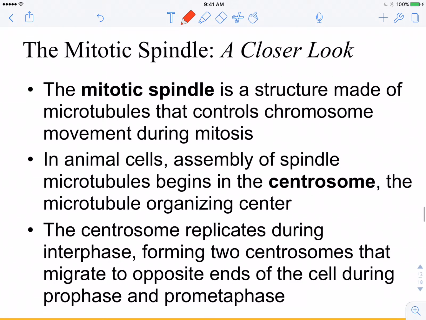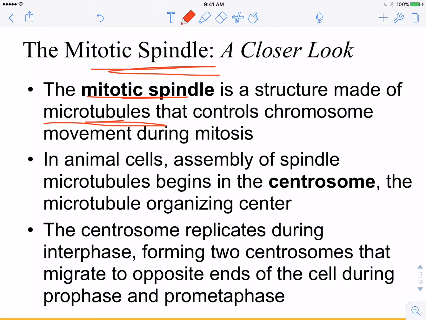Okay, I'm going to spend the rest of this screencast looking a little bit closer at the mitotic spindle. Because it's very important, this is what makes sure that all the chromosomes get where they need to be, that each daughter cell gets one copy and one copy only of each chromosome. And that's all up to the mitotic spindle. It's made of microtubules, and it controls the chromosome movement during mitosis.